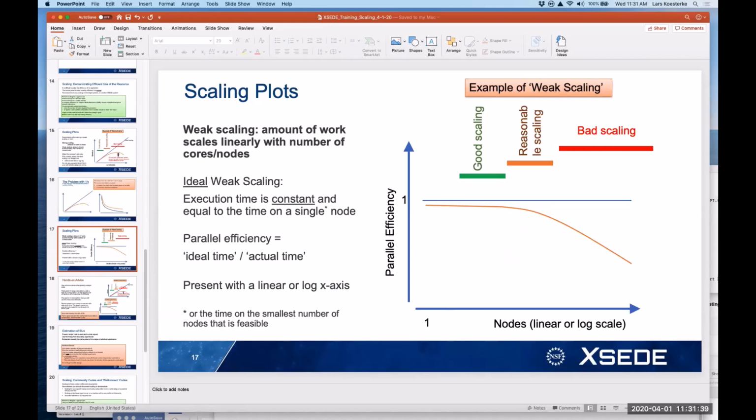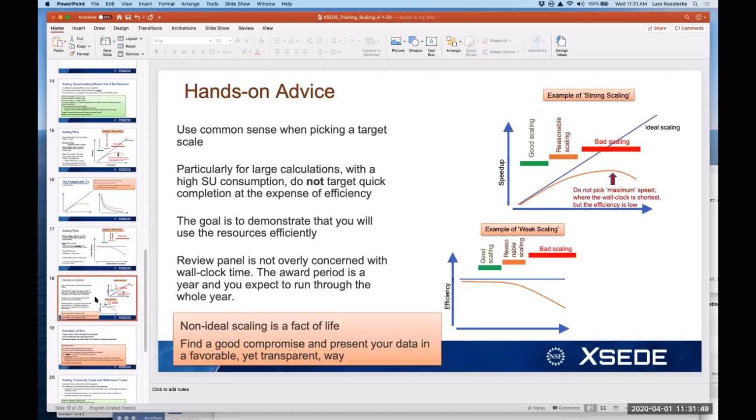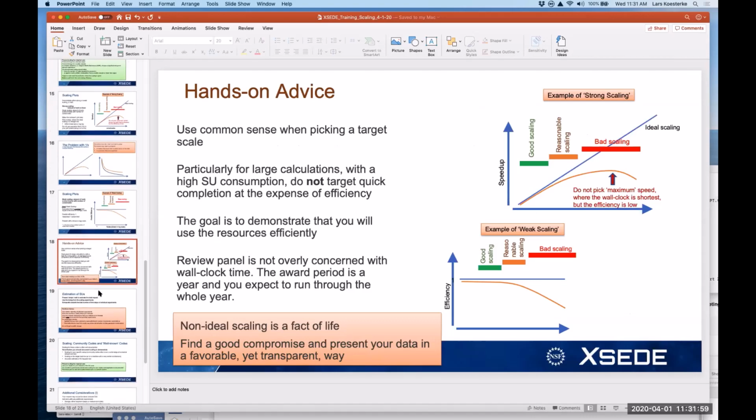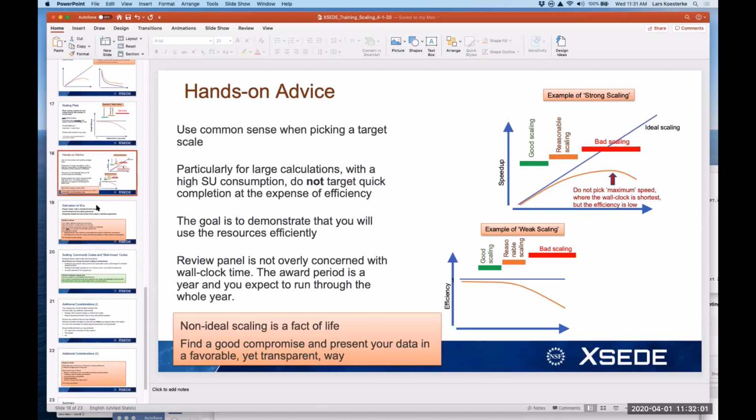Oh yes, there's a question about AI projects. That is something that will come up later. I'm not an expert in AI, and so I do not know how reviewers judge that. So there I cannot help you at the moment. So you find a good compromise and you present your data in a favorable way.